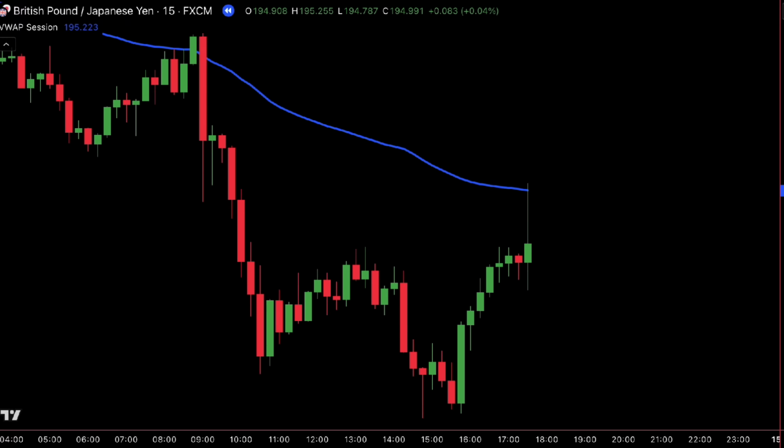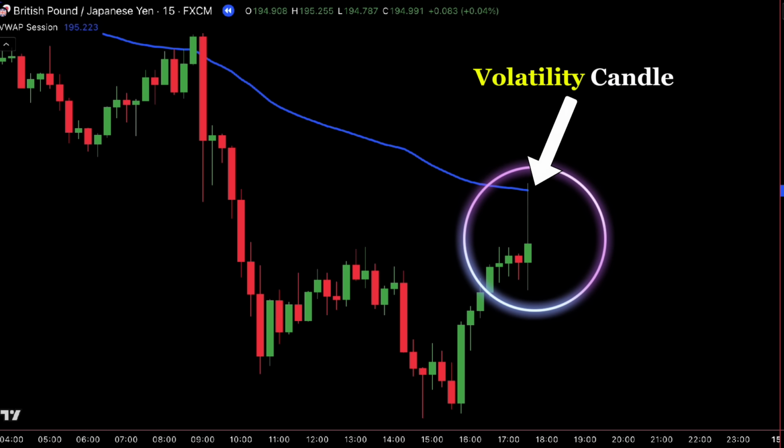The market pulls back to the VWAP, which we know is the fair value of the day. And right at that level, something important happens. A volatility candle forms. It has long wicks on both sides, a small real body, and it closes right near the VWAP. Let's break this down from an institutional perspective.